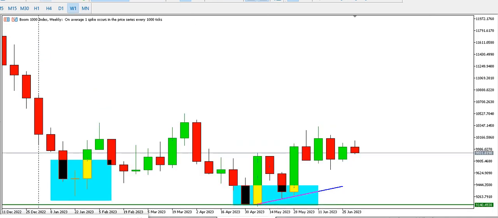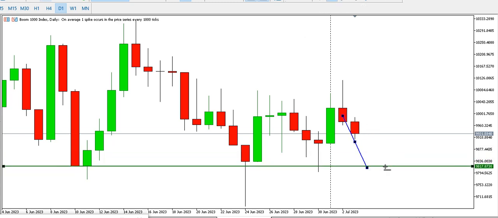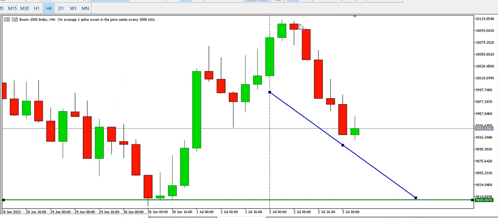Let's take a look at boom 1000 index. Boom 1000 index has been ranging for weeks, and the range continues on the daily time frame. Looking at what has happened, yesterday's candlestick shows a bearish pin bar with a long shadow at the top, indicating that price might likely slide, and price is currently sliding. We might see the slide drop as low as the 9808 level.